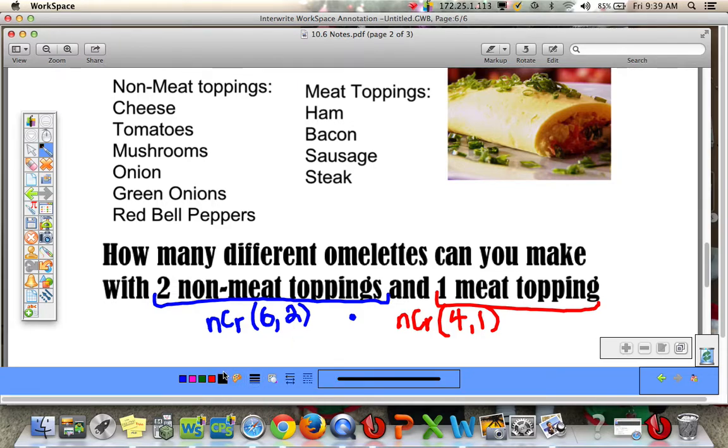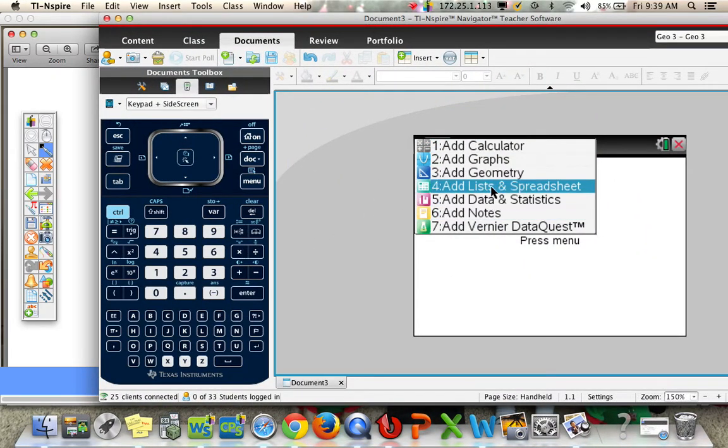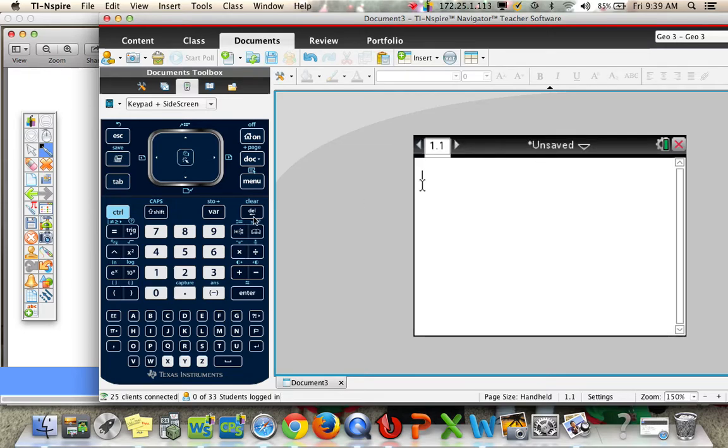If you want to see what your calculator is doing, it's 6 factorial over 6 minus 2, which is 4 factorial, times 2 factorial. And for the meat ones, it's 4 things total, over 4 minus 1 is 3 factorial, times 1 factorial. Or you can just type it in your calculator. So let's do that. Let's add a calculator.